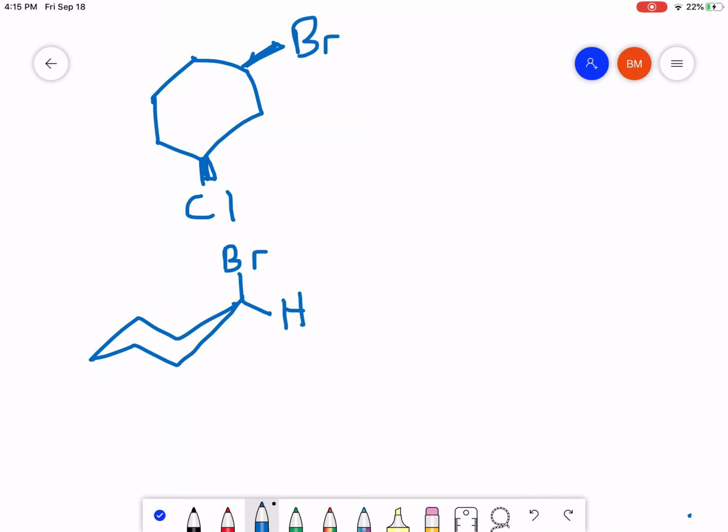So I'm going to make that one look like that. Now, I could go either clockwise or counterclockwise here to get to a carbon number 3. I'm going to go counterclockwise, so I'm going to make this one carbon number 3. Okay, and since it's cis, oops, that's not right. We would have that. Ring flip.